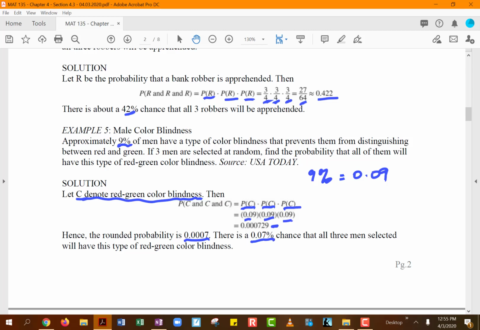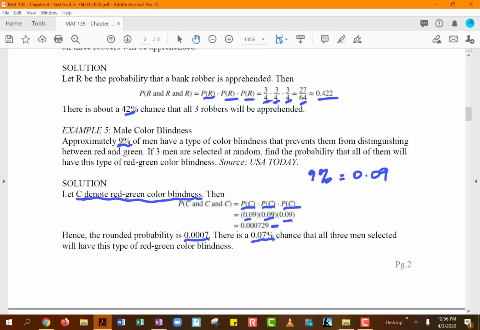So if you convert that to a percent, it actually comes out to be a very small number, because it's only 0.07%. So basically we are saying out of 100 men, 0.07 number of men would actually show this type of red-green color blindness. So we are actually saying there's a very minuscule chance that a man would have this kind of color blindness. So just kind of something to think about.